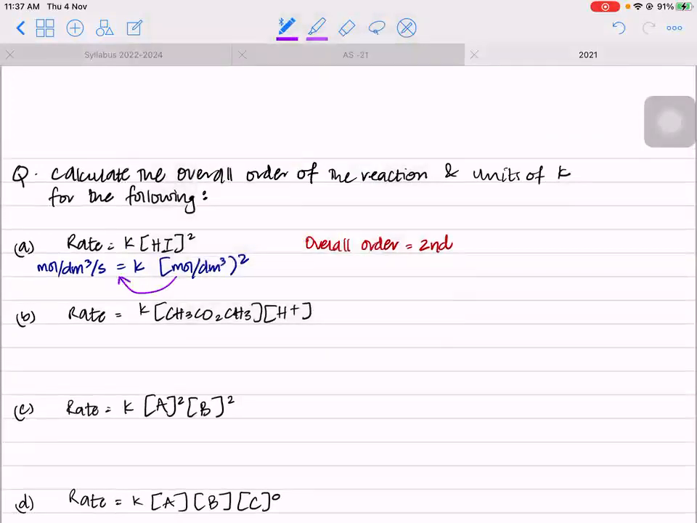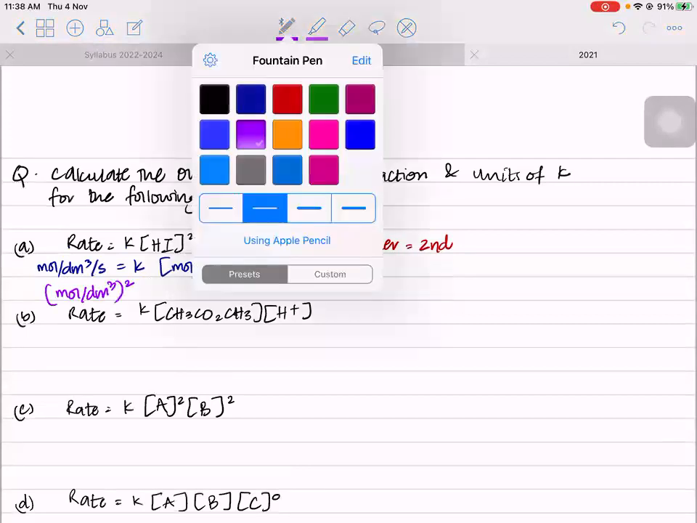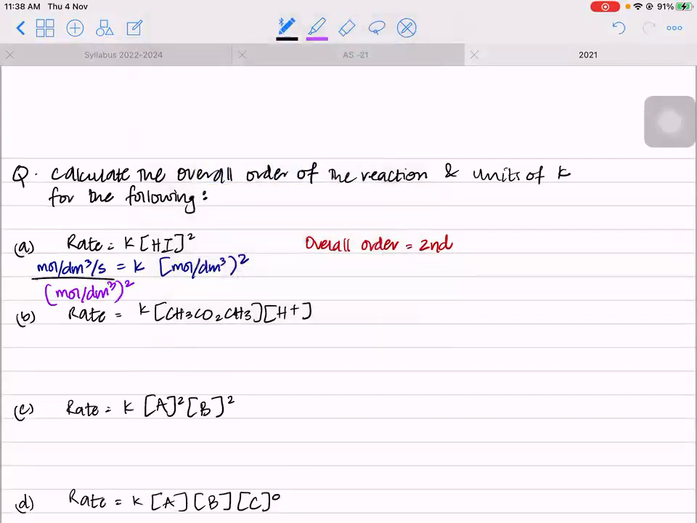And then you take this to the denominator right here. And when you do that, this becomes mole per dm cube squared in the denominator. Now you have 1 mole per dm cube in the numerator and 2 in the denominator. So you can cancel the 1 in the numerator with 1 in the denominator, and you will be left with 1 in the denominator. And when you bring that to the top, the units of K become what? Mole minus 1 dm cube per second.